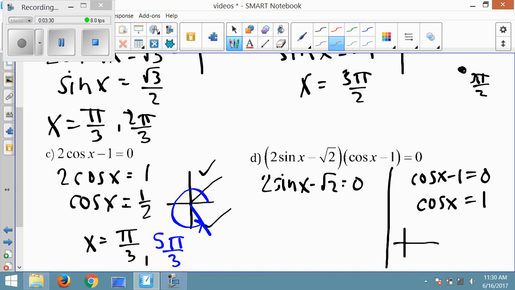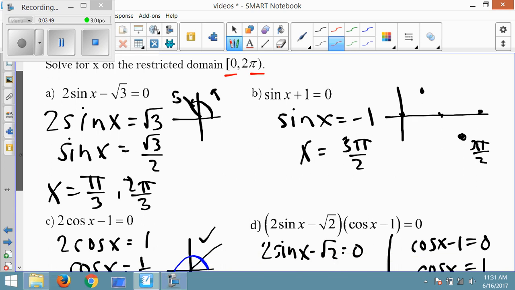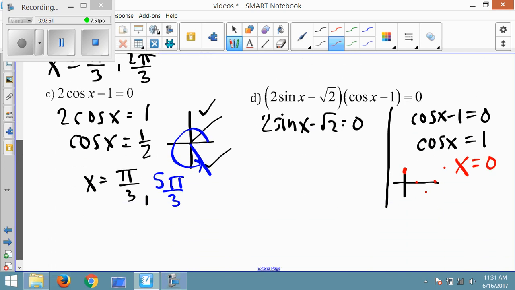If you think about your cosine graph, it starts up, in your 5 points for cosine. So cosine of x is going to equal 1 at 0. Now it technically would be 2 pi as well, but if you look at the top, we are including 0, but we're not including 2 pi. So I would not include that in my answer.